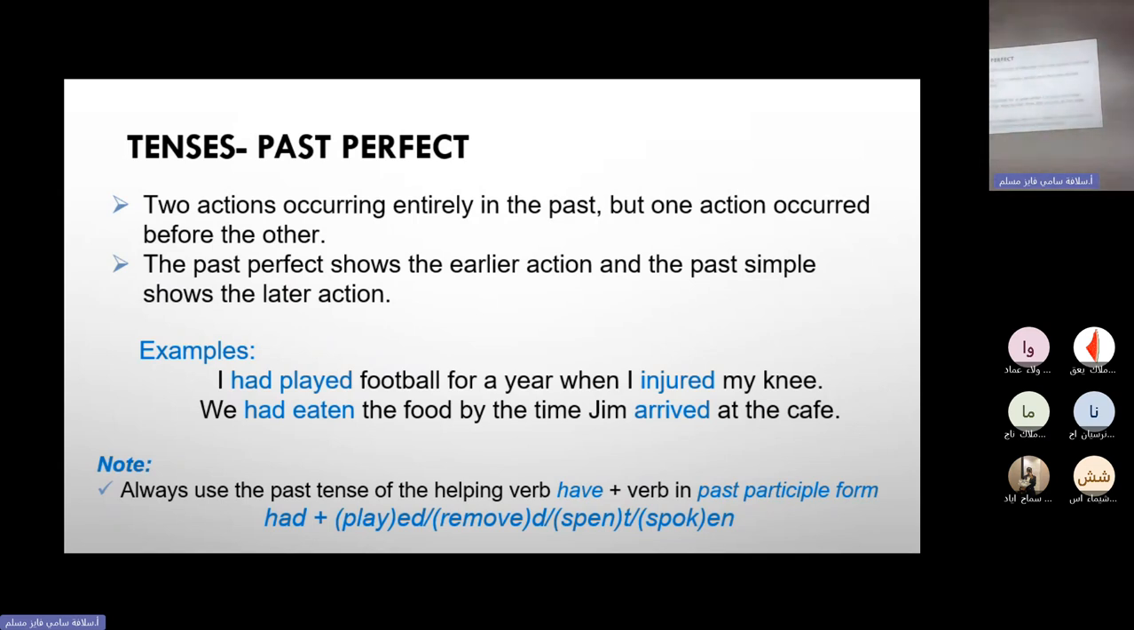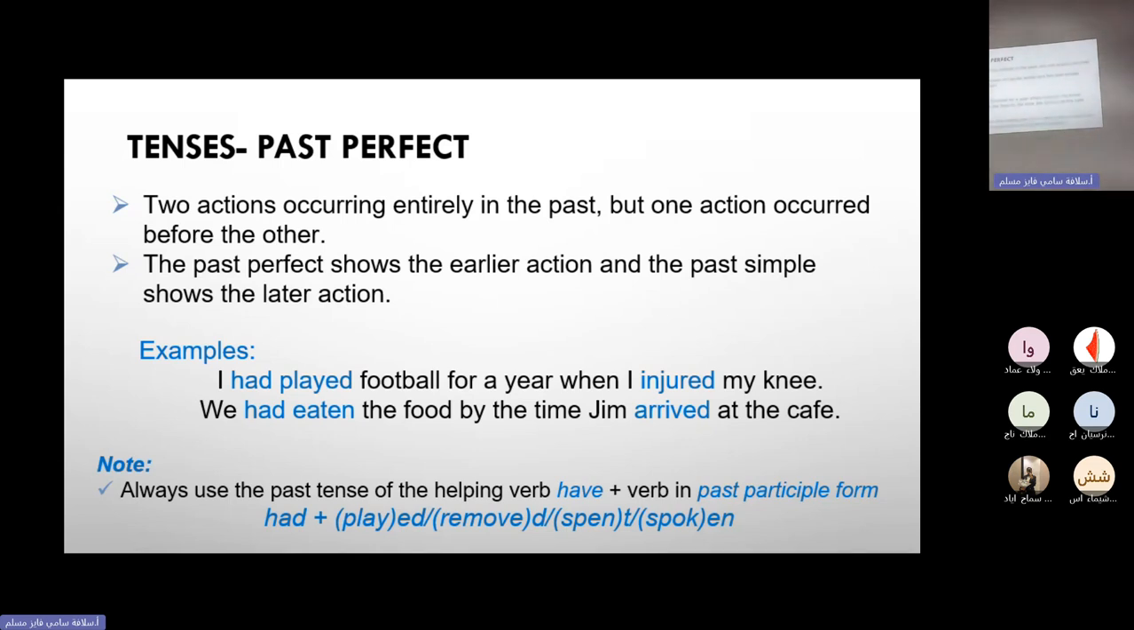Okay? Examples. Who hasn't read yet? Let me check. Come on. Okay, I had played football for a year when I injured my knee. As I told you, always past perfect and past simple. I had played, I enjoyed. The next one. We had eaten the food by the time Jim arrived at the cafe. Had eaten, arrived. Both of them happened in the past.